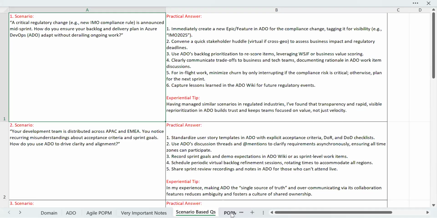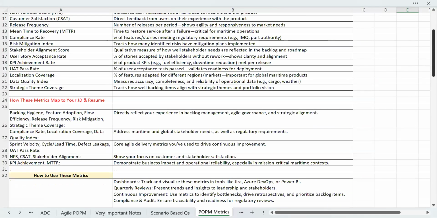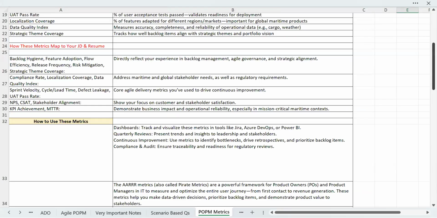And if you go here, these are something like POPM metrics. What are the top 20 product owner and product manager metrics in a maritime and an enterprise context, and how will these metrics help you?